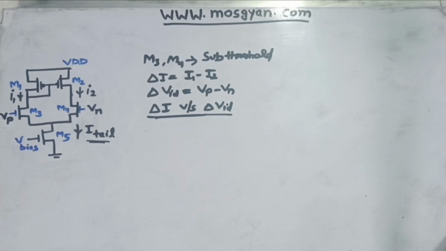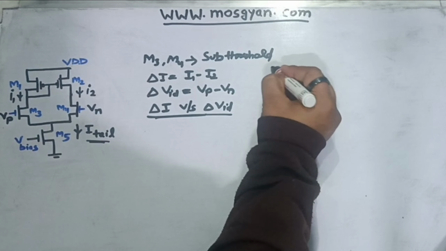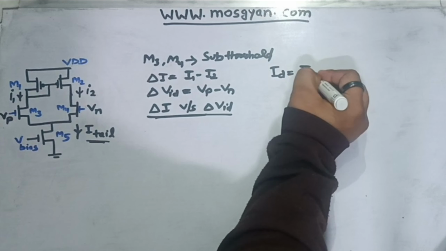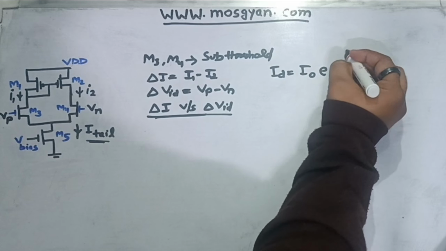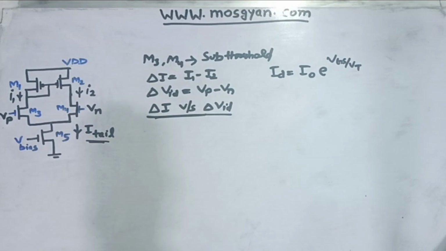So first of all, as we know, in the information which is given to us, these two are working in sub-threshold region, and when any MOSFET is working in weak inversion or in moderate inversion, we know the drain current equation ID can be given by ID equal to I naught e to the power VGS upon VT. This is the equation which we know for drain current if MOSFET is operating in weak inversion.